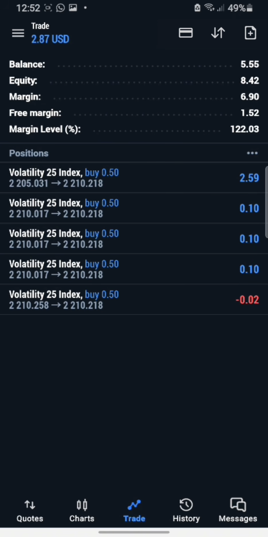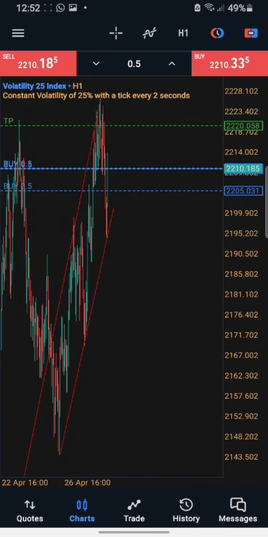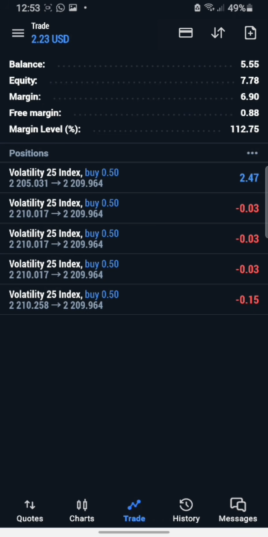So in terms of take profit, it's just the same as always. We just put it at the nearest area of resistance so that you can just collect your profit and then leave the market.